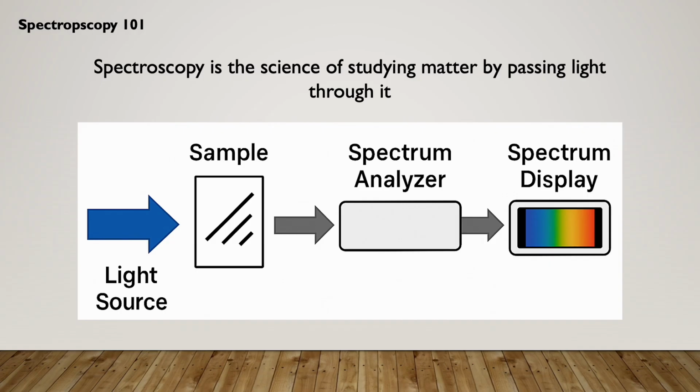Today we will learn about spectroscopy. It is the science of studying matter by passing light through it. Every material absorbs light differently. By measuring this absorbance, we can identify the type of matter.